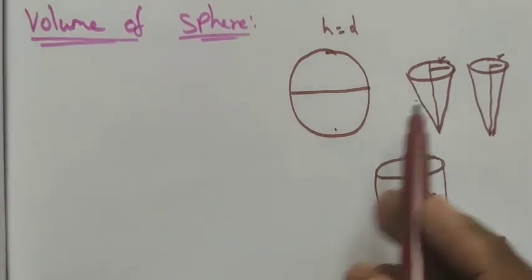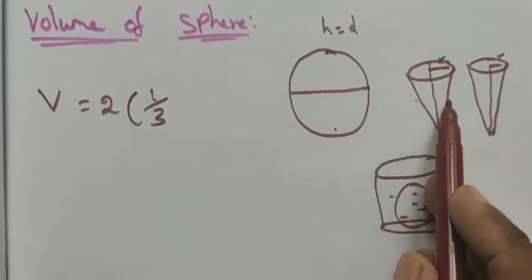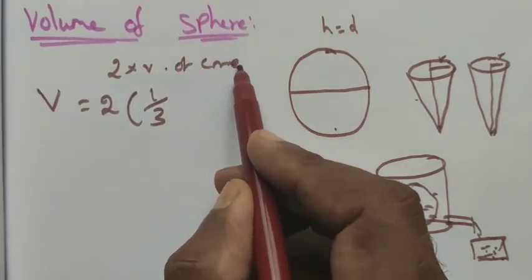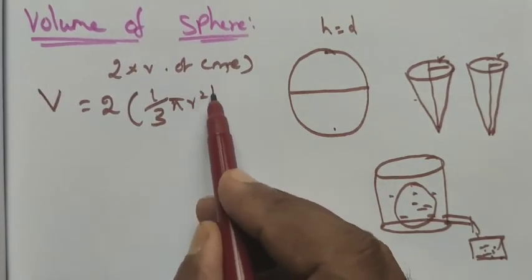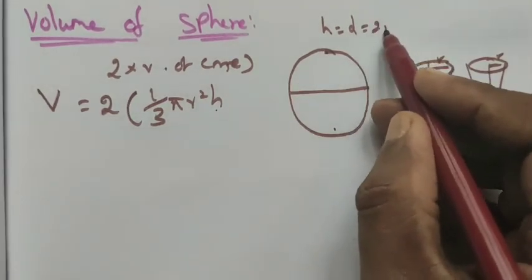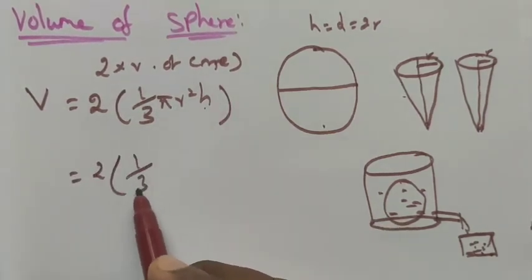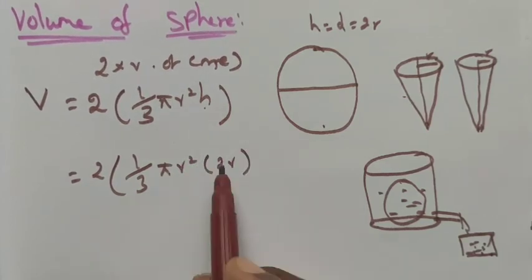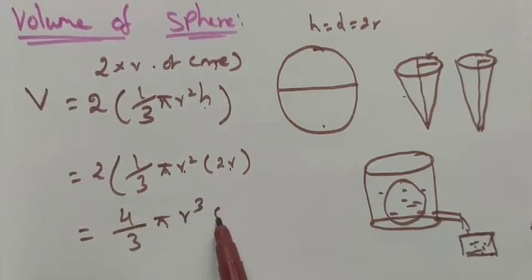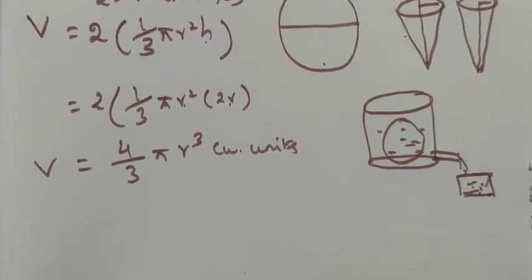Here we have the volume of the sphere is equal to 2 times the volume of the cone. 2 times the volume of the cone, we know the formula. The cone formula is 1 by 3 pi r square h. Here h is nothing but 2r, 2 times the radius. Diameter is nothing but 2 times the radius. So in the place of h, I am going to apply the value, pi r square into 2r. Here 2 times 2 is 4 by 3 pi r square into r is r cube cubic units is the volume of the sphere. Now we want to find the volume of the hemisphere.